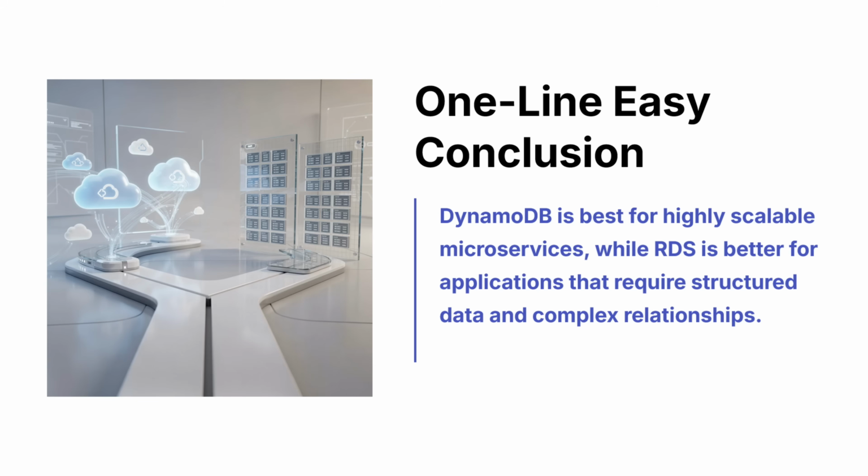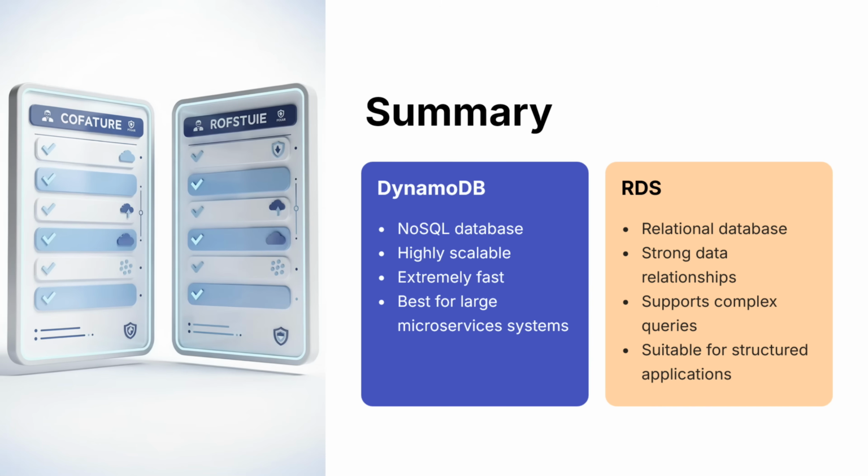So in one line, DynamoDB is best for highly scalable microservices, while RDS is better for structured data and complex relationships. Here you can see the summary of whatever we have discussed.